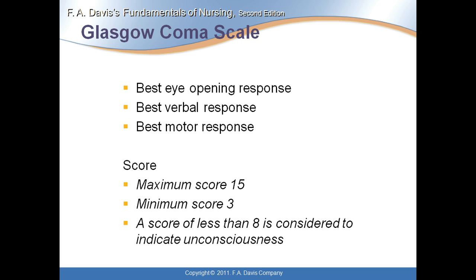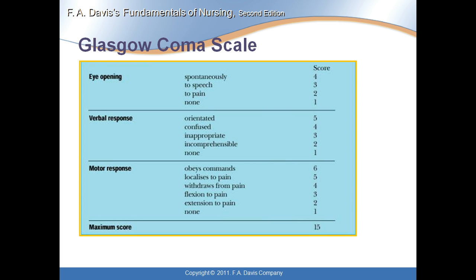Again, you're actually checking for eye, verbal, and motor response. The score as a maximum is 15, the minimum is 3. A score of less than 8 is considered to indicate unconsciousness. Even if you're dead, you get a minimum of 3, just because your no response is a 1, and that's throughout the three different scales. So you'll use this to actually assess the consciousness of your actual patient.